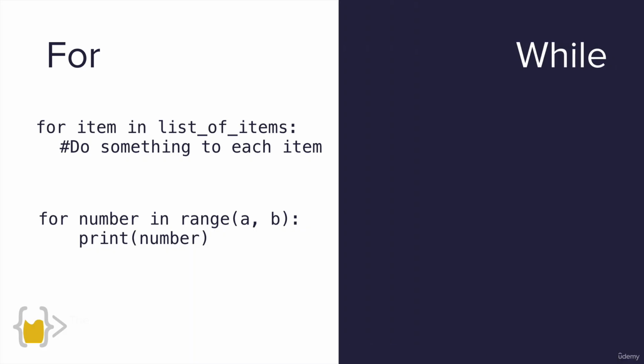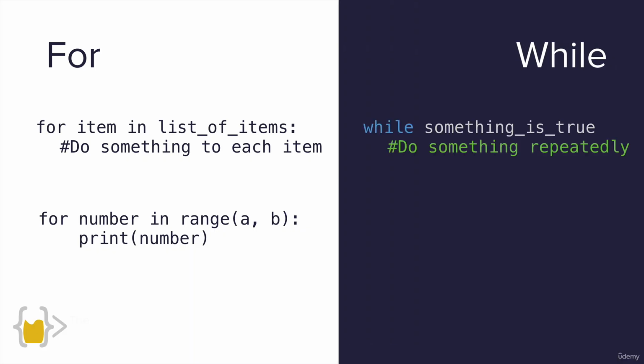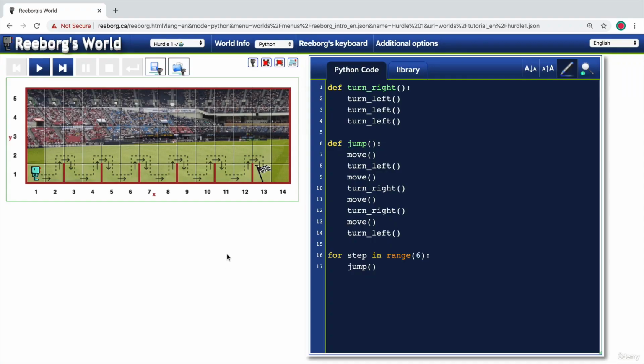The while loop looks something like this. In this case, while this particular condition is true, then we go inside the loop and we do something repeatedly. And it's only when the condition becomes false that the loop stops. So let's take a look at what the code would look like in real life.